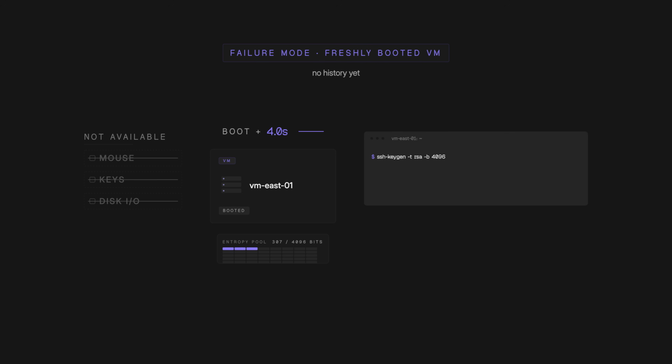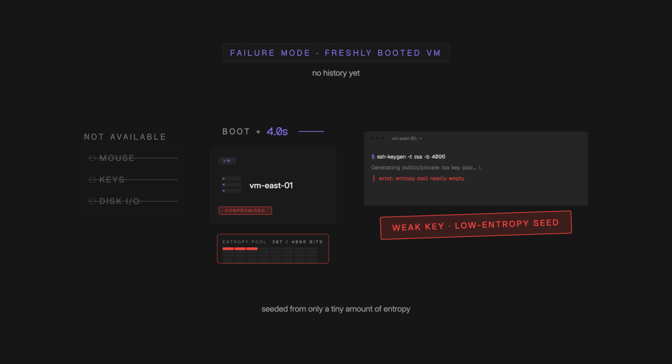This brings us to one of the most fascinating failure modes in computing, the freshly booted virtual machine problem. When a VM first comes up, it has no history, no mouse movements, no keystrokes, no real disk seeks. The disk is virtual. The entropy pool is nearly empty. If the VM tries to generate cryptographic keys in the first few seconds of its life, those keys can be weak because the CSPRNG was seeded from only a tiny amount of entropy.